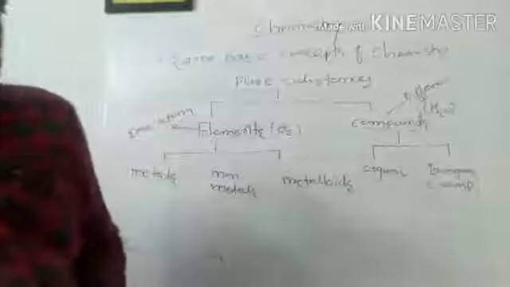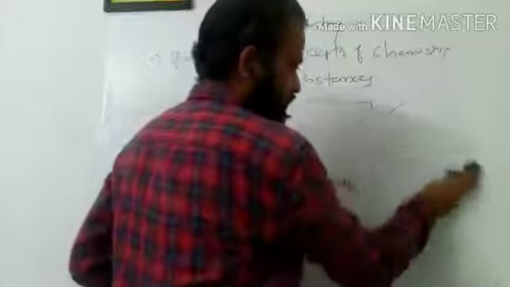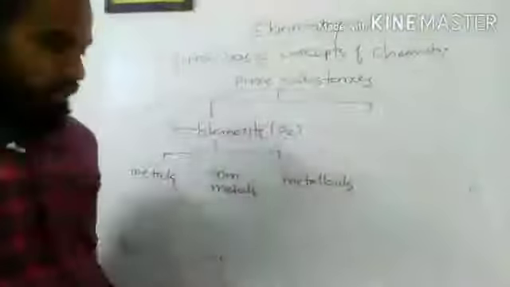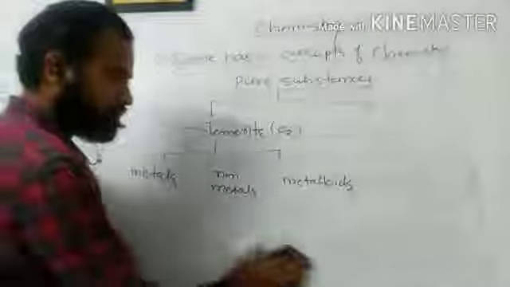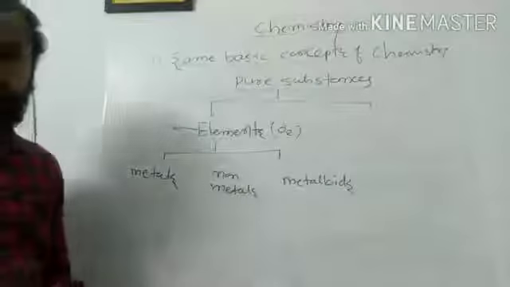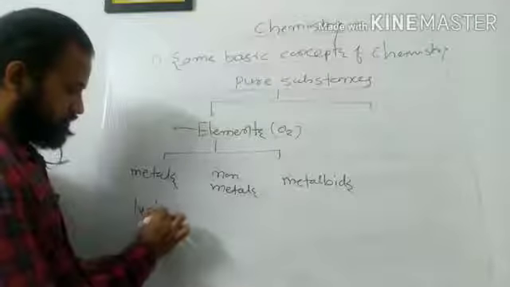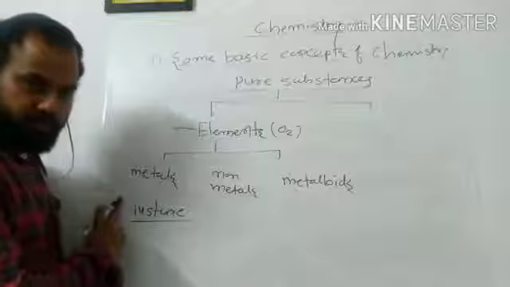I will drop this and discuss compounds in the further part. Now when we discuss metals, metals are basically elements which have luster, isn't it? This is the most important property of metals.